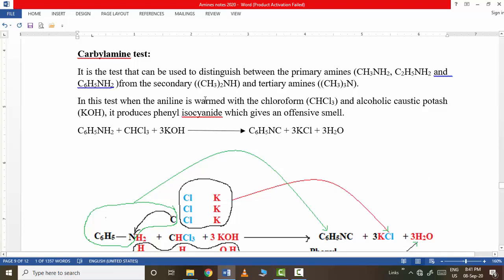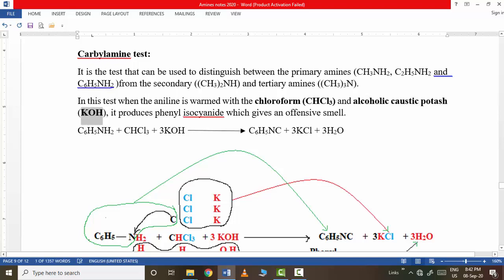In this test, the aniline is warmed, because aniline is a primary amine, as I have told you earlier, C6H5NH2, because there are 2 hydrogen, only 1 hydrogen is replaced by C6H5. So in this test, aniline, which is the primary amine, is warmed with the chloroform. So remember the two substances, chloroform and alcoholic caustic potash. Caustic potash means KOH. It produces phenyl isocyanate. So remember the product also, phenyl isocyanate, which gives an offensive smell.